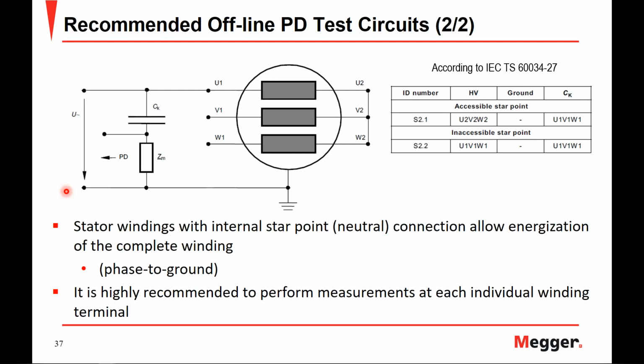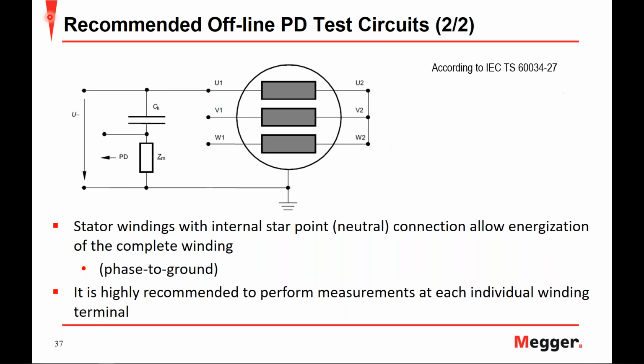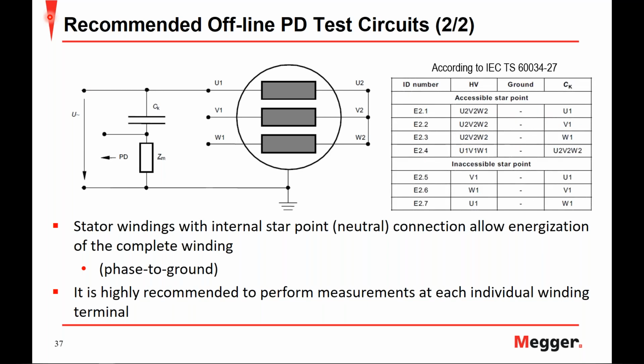It's moved because we cannot access the start point, and your coupling capacitor is placed at the same location, so you're decoupling there. But since partial discharge measurements are high frequency measurements, it's recommended to actually perform the measurements on each individual terminal. So again, looking here, we have measurements on each individual terminal, and this provides more insight into the condition of the individual terminals or windings themselves.